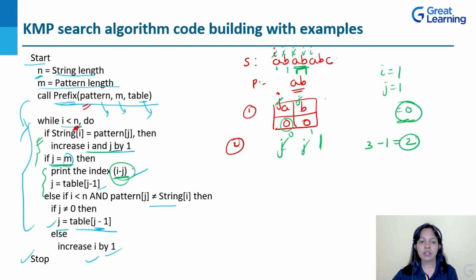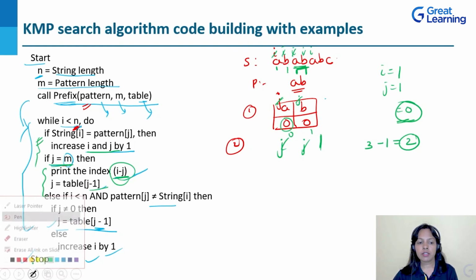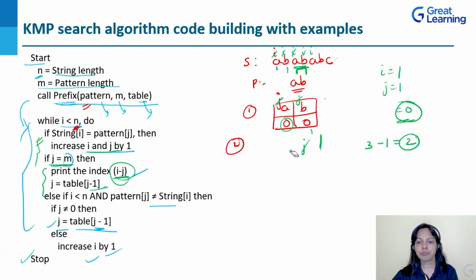Right, and now j will be pointing at table j minus 1. J minus 1 is this location, the 0th location. So j will be pointing at the 0th location, that is the first character. I'll erase the other things here to make it a little clearer. So right now j is pointing at the very first location.